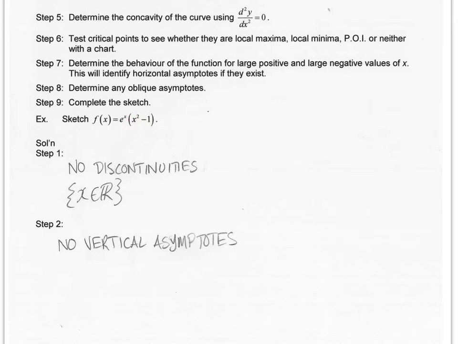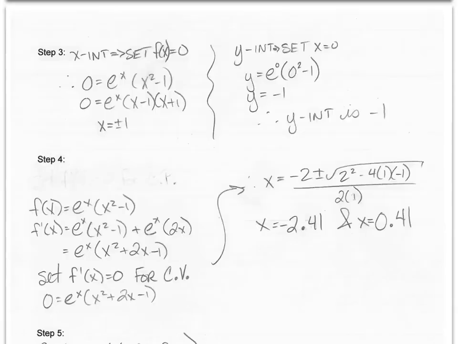Step 2, vertical asymptotes. It's not a rational function, so I'm not going to have any vertical asymptotes. Let's move on to step 3. Now we get to the point where we're looking for x and y intercepts. So just take note of the form. For the x-intercept, set f of x equal to 0. So I do that right here.